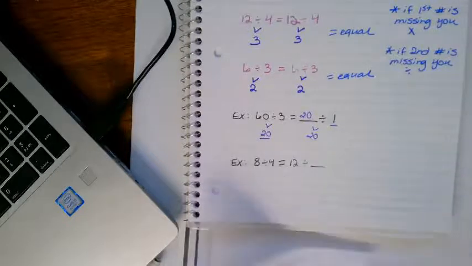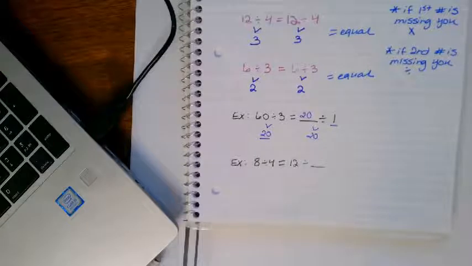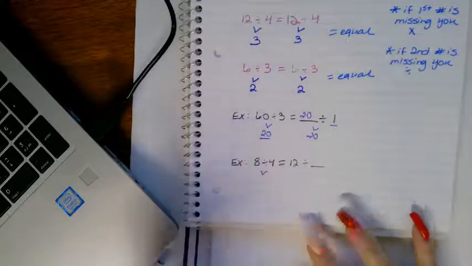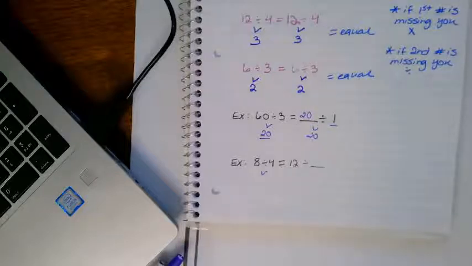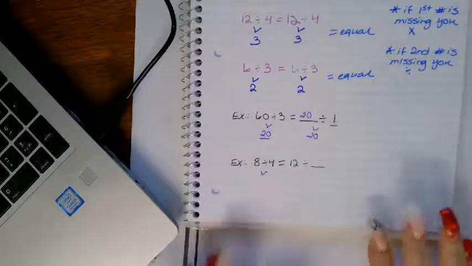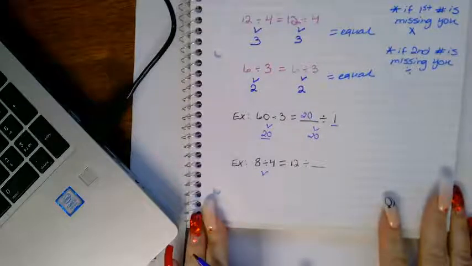Okay, let's write down this next example. 8 divided by 4 equals 12 divided by what number? Go ahead and write that down. And then remember, your first job will be to figure out what that is. Okay, we ready? Anyone need me to wait? We all caught up? Please answer me, people. Okay, we're good.